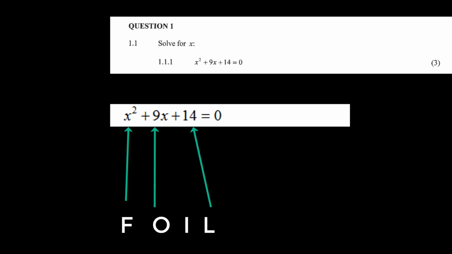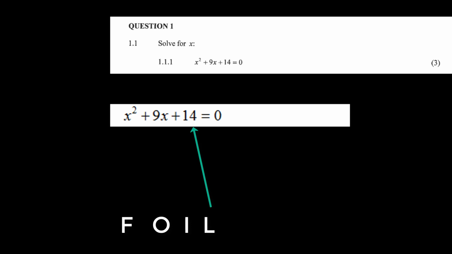In the first term, the coefficient for x squared is 1, therefore the first term of each factor must have 1 as the coefficient. For the last term we need factors of 14. This can be 1 and 14 or 2 and 7, and I can already see that this is 2 and 7. Because 14 is positive, either both factors are negative or both factors are positive.